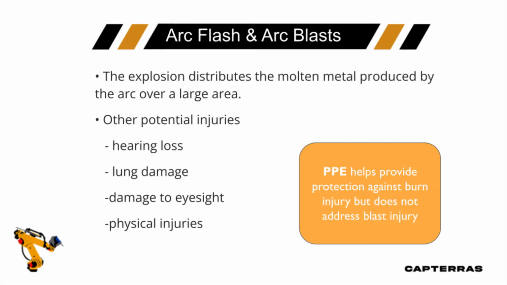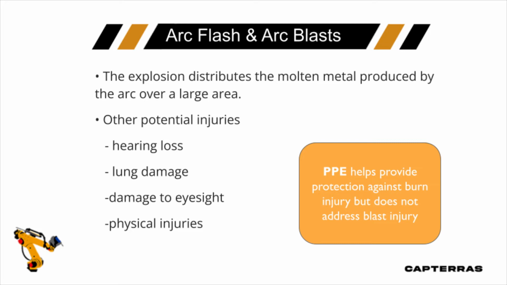So we have potential burn injuries. We have potential injuries that are associated with the arc blast. We could have hearing loss, so that's why we have to have hearing protection. Lung damage if we don't have the appropriate protection on, such as if we're wearing a face shield and a balaclava at too low of an incident energy level. We can have damage to eyesight, physical injuries, and lung damage.